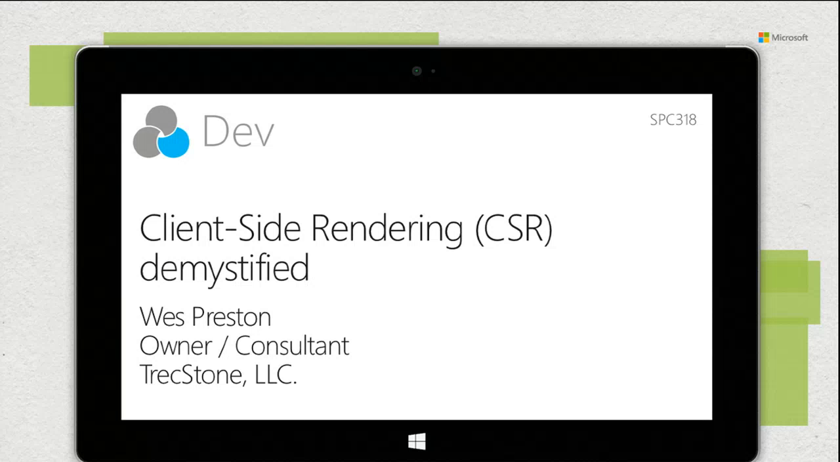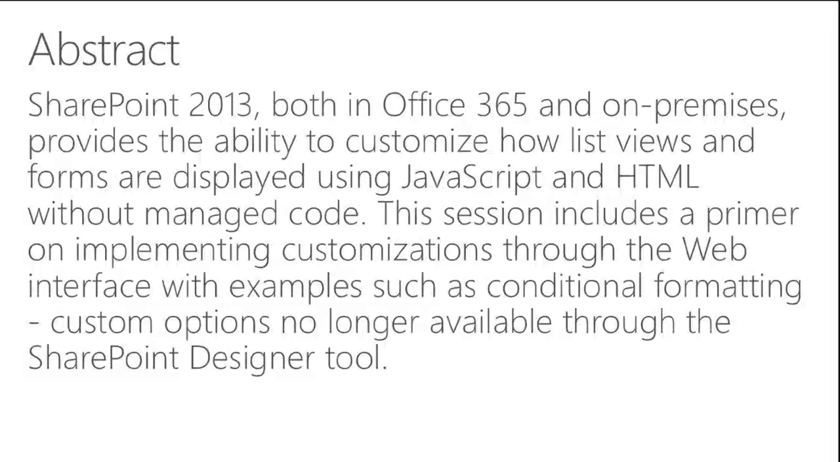All right, so we're going to be talking about CSR, Client Side Rendering. If you really want to sit here and look at all the words, that's the abstract. I'm not going to linger on it. What we're talking about this morning is, again, what's called Client Side Rendering. And I'm specifically talking about the way that you implement CSR through the JS link property. I'll explain what that is and where it is.